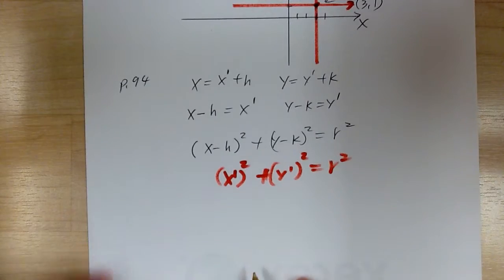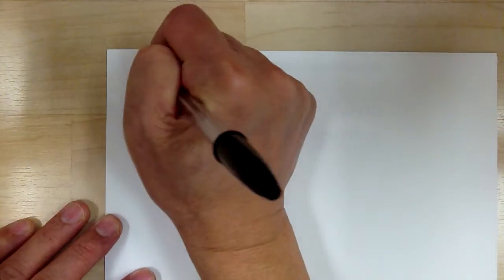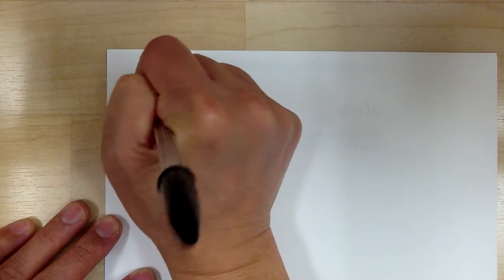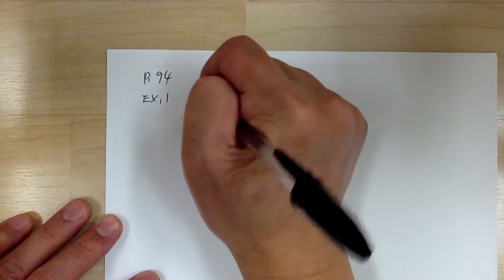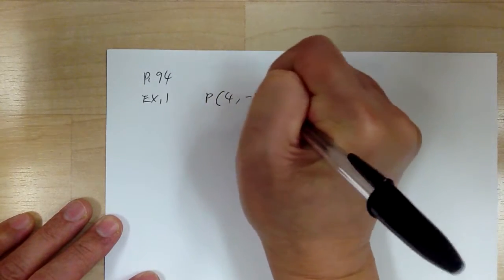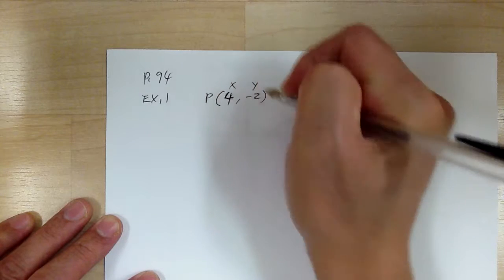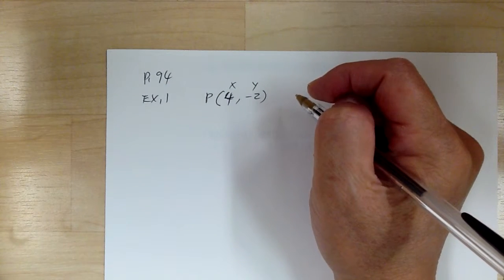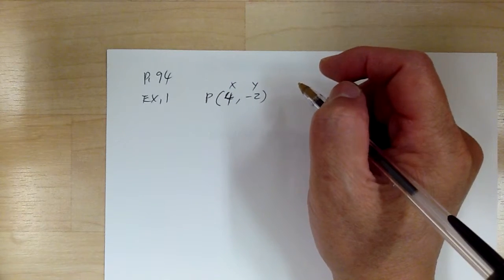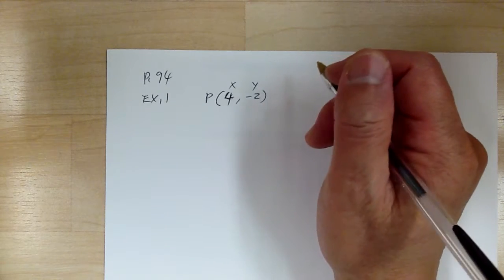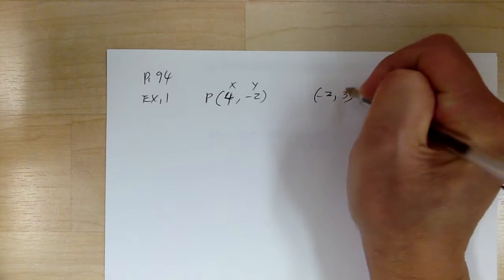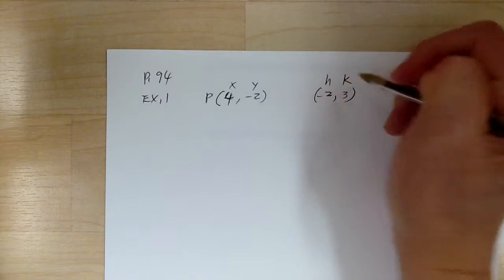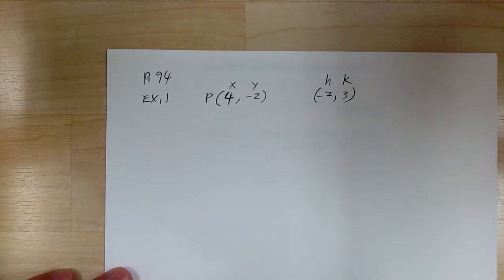Let's go to example 1. It says find the new coordinate of the point 4, -2. So that's your x and y. You're looking for the new coordinate, x prime, y prime, if the origin is moved to -2, 3. So the new origin is your h and k.